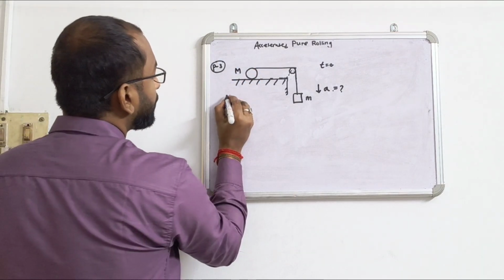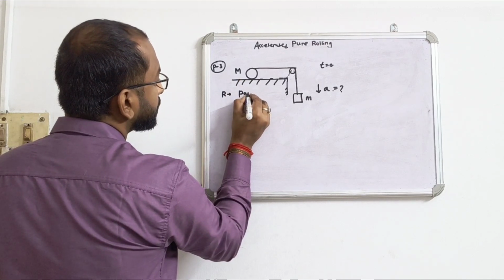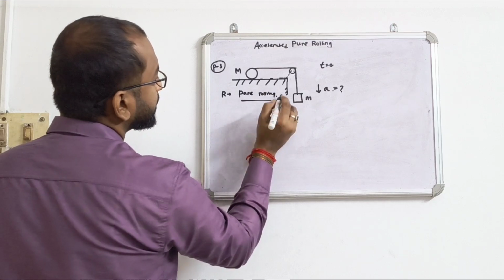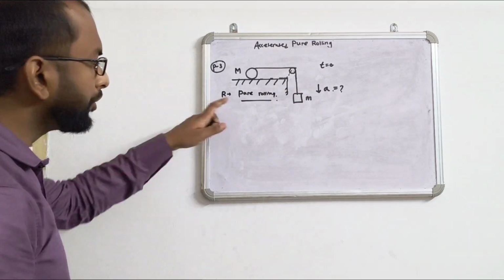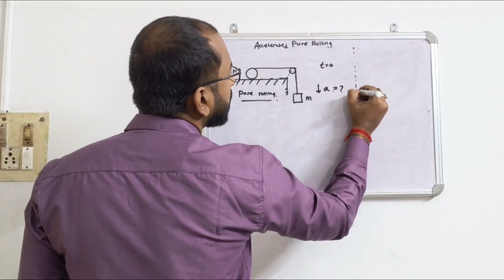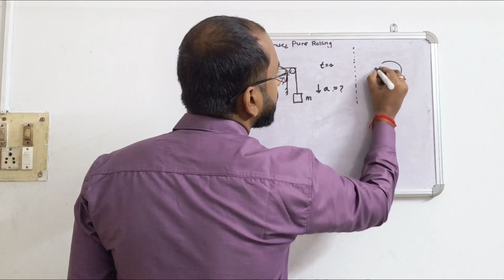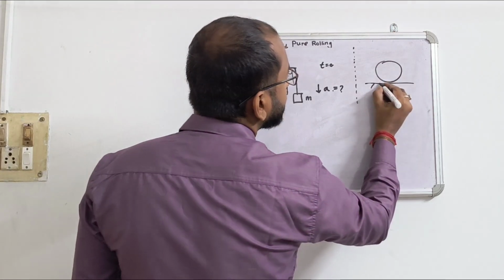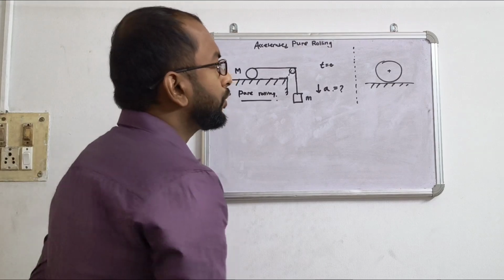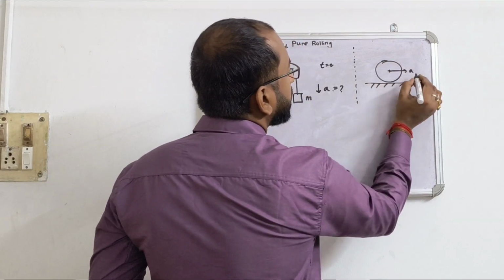The cylinder of mass M and radius R is having pure rolling motion. Then what is going to be the acceleration of this mass M? We will solve this problem. But before that, just a small theory is required. It is very similar to the velocity concept, but we'll see it. What is the condition for pure rolling in accelerated pure rolling?